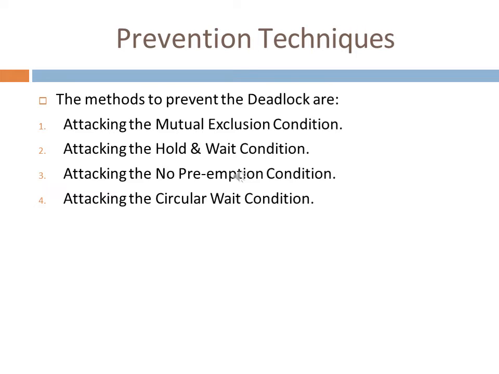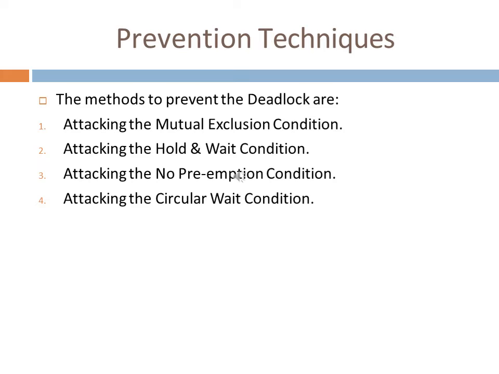A deadlock can arise when four conditions hold true simultaneously in a system. The four conditions, which I have already explained, are mutual exclusion, hold and wait, no preemption, and circular wait. In mutual exclusion, at least one resource is held in a non-shareable mode. That is, only one process at a time can use the resource. If another process requests it, the requesting process must be delayed until the resource has been released. Each resource is either currently assigned to exactly one process or is available.